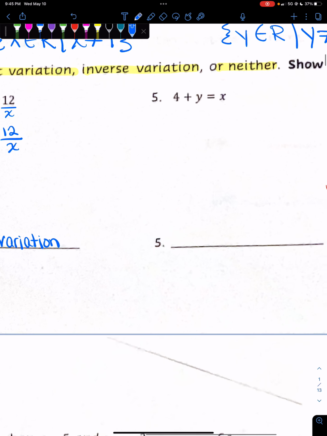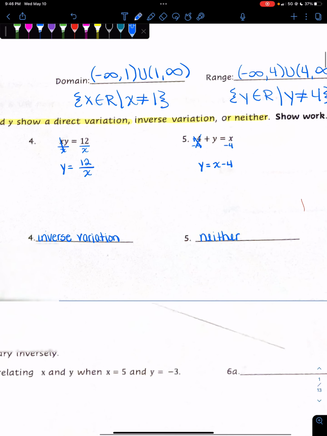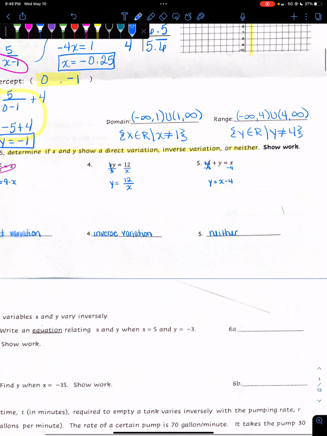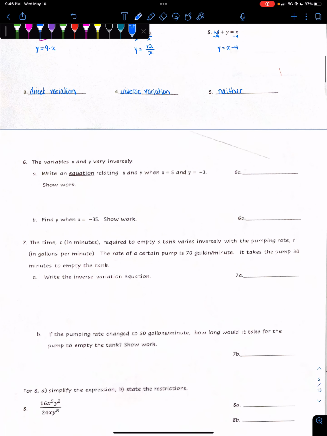All right. Number 5, remember this is a positive 4 being added to y. So I'm going to go ahead and subtract 4 from both sides. So I will have y equals x minus 4. X minus 4 is neither multiplication nor division, so this one here is neither. Okay, it's only with multiplication or division that we're doing direct or inverse, right? Okay, let's go over to the back side.